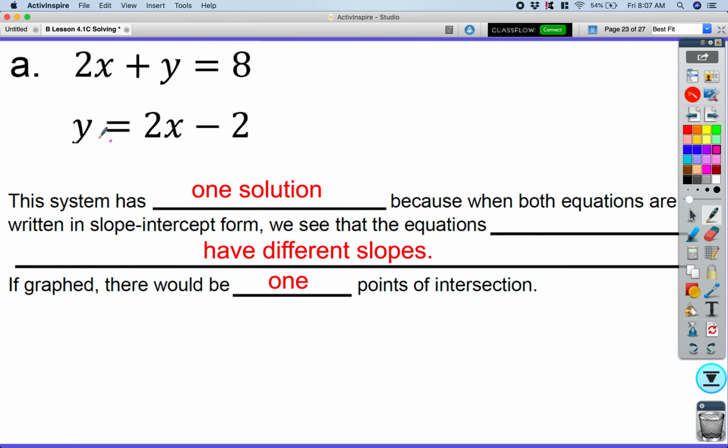So right here, it's already have the answer. What I always want to do is convert them into slope-intercept form. So this bottom one's already in slope-intercept form. So what we're going to do now is look at the first one, and minus 2x here on both sides. This would give me y equals negative 2x plus 8. Now I want you to notice the slopes are different, and when the slopes are different, it has one solution. So this system has one solution because when both equations are written in slope-intercept form, we see that the equations have different slopes. If graphed, there'd only be one point of intersection.